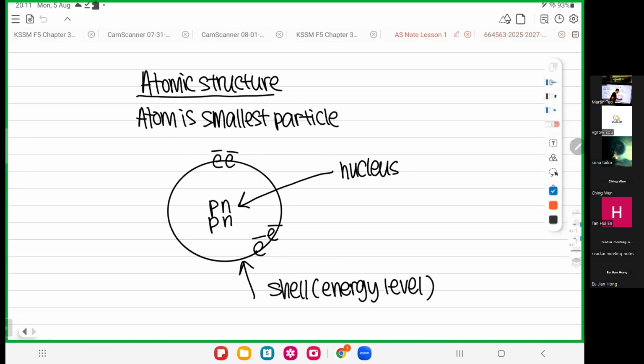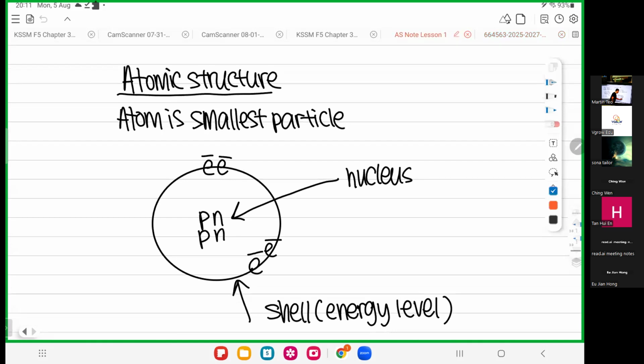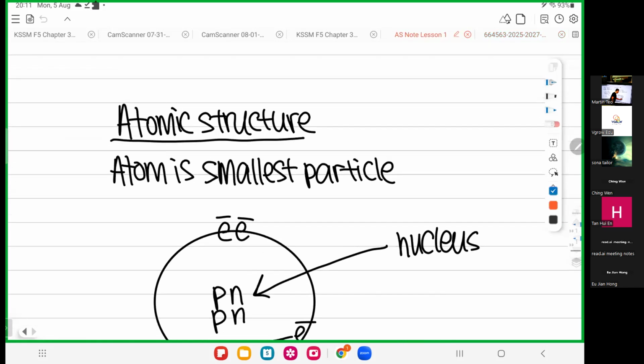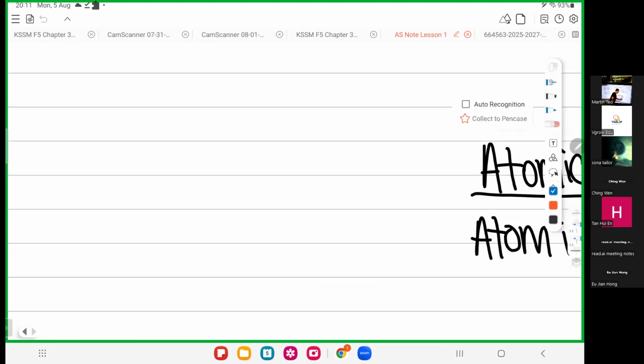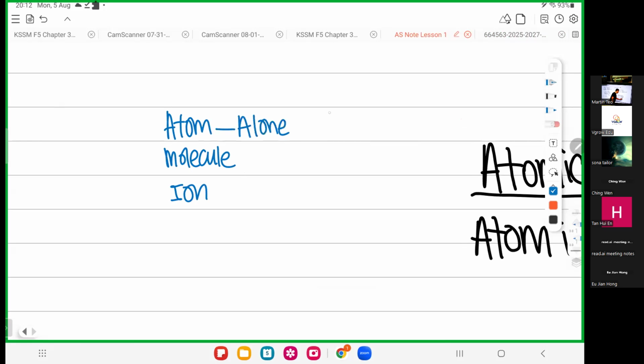So first of all, today we will learn about atomic structure. So what is atomic structure all about? Atomic structure tells us the atom is the smallest particle. So how many types of particle do we have in chemistry? Three types: atom, molecule, and also ion. Make sure you all know the differences between atom, molecule, and ion. An atom is anything that comes alone, for example, carbon, zinc.